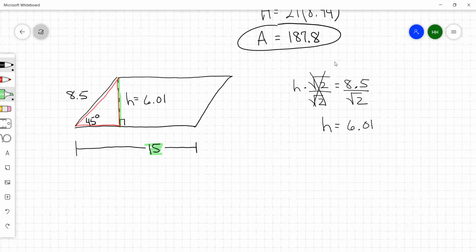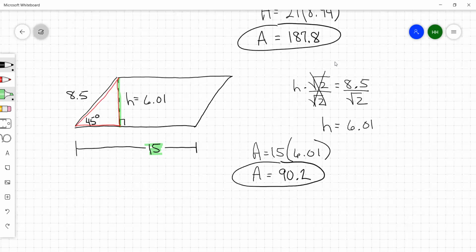So now we've got our base and we've got our height. So our area is going to be equal to 15 times 6.01. And I get 90.1, 90.2. Everybody okay with that?